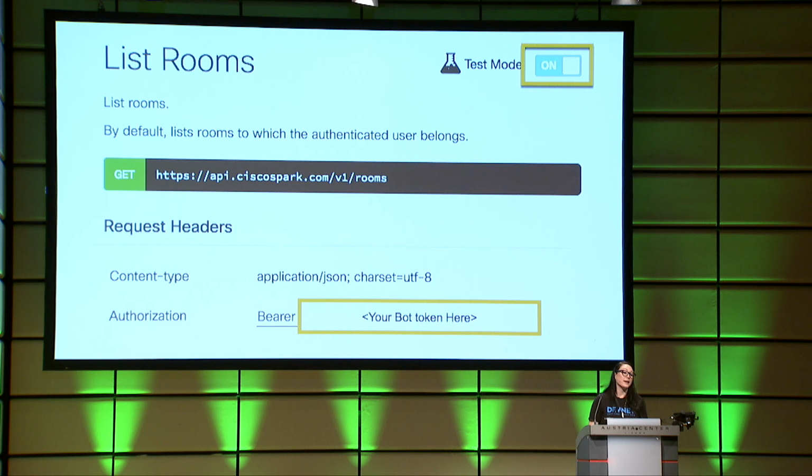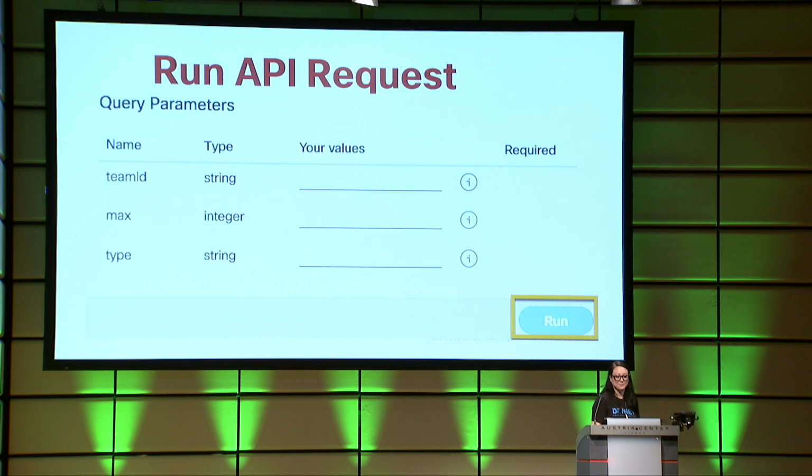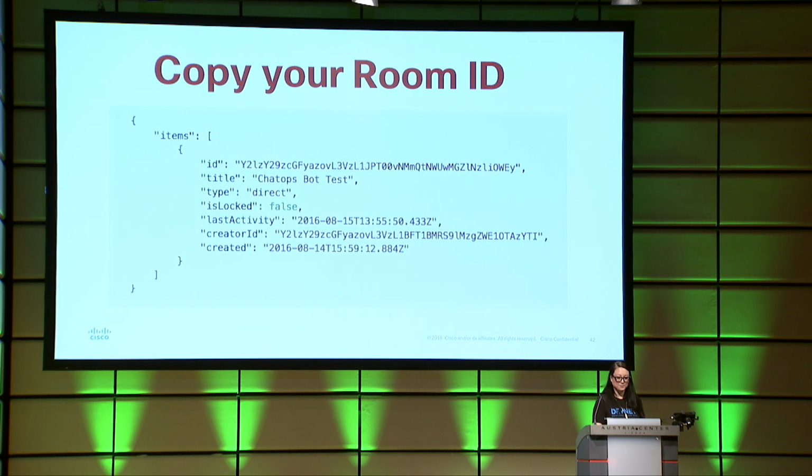And in the back end, you can turn on test mode, which is like using Postman, but specifically for this API. And I'm sure a lot of you use Postman to forge API requests, which is a really great tool for testing quick things. And then you want to run and create your API request and copy your room ID. So once you have your room ID, you can take your next steps.